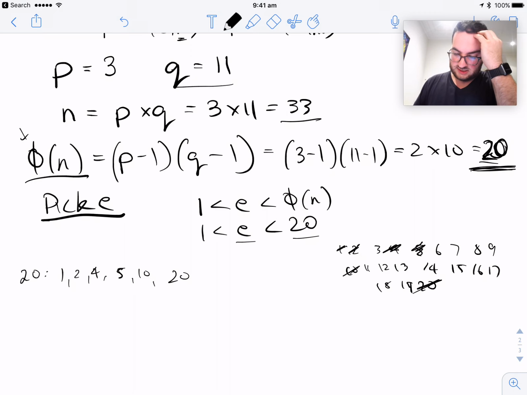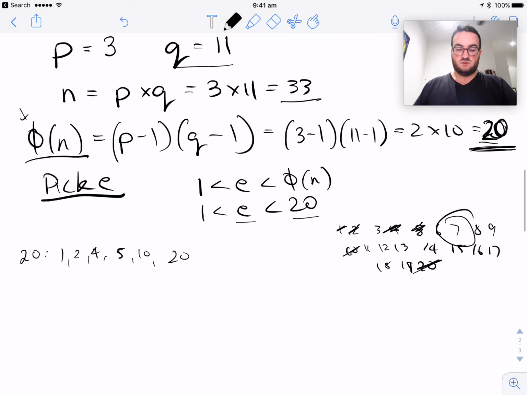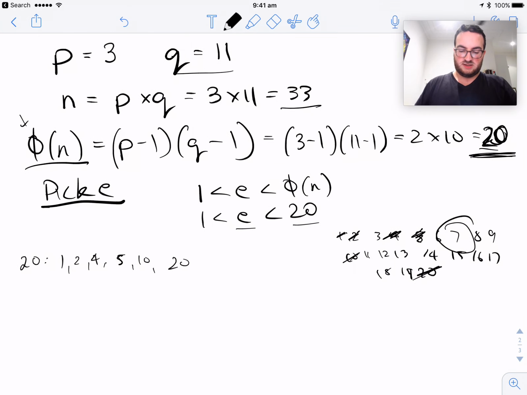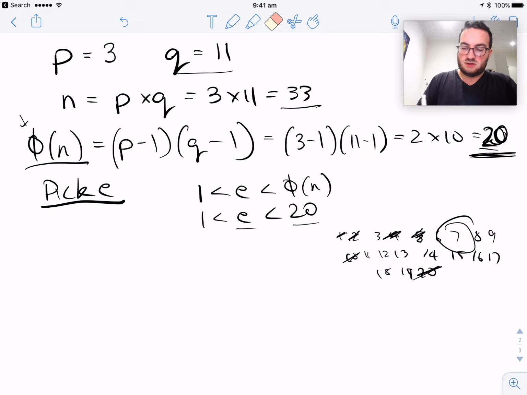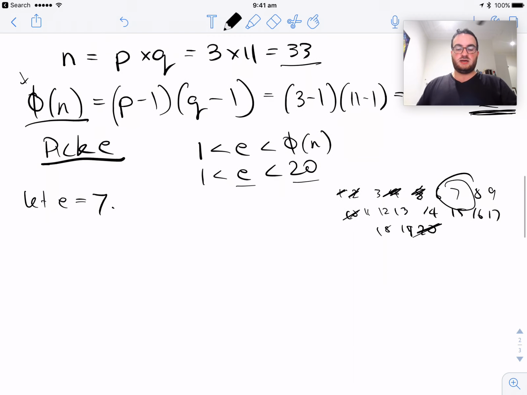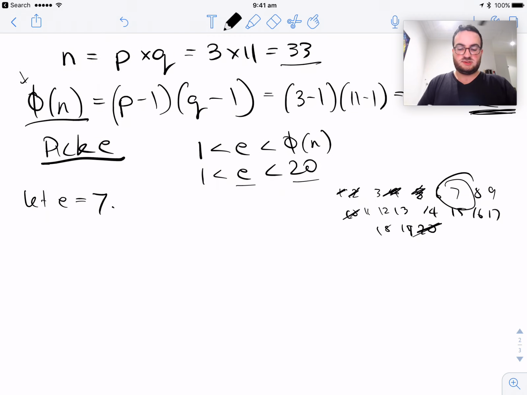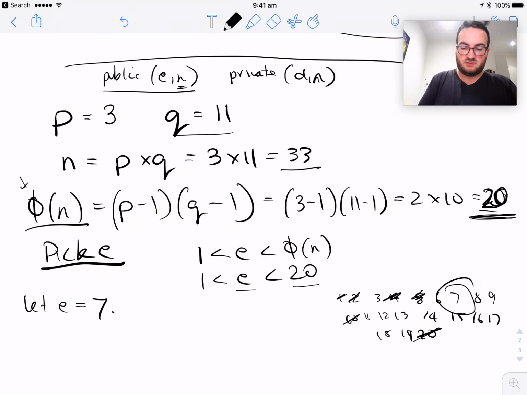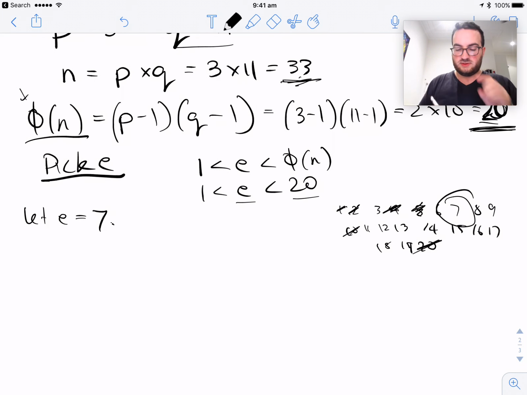So let's pick the value 7. We're running out of space, aren't we? Let's erase this here. We'll say let e equal 7. That's awesome. We've got everything we need for our public key, right? We've got e, which is 7, we just decided that, and n, which is 33 over here. Cool, so we've got our public key.